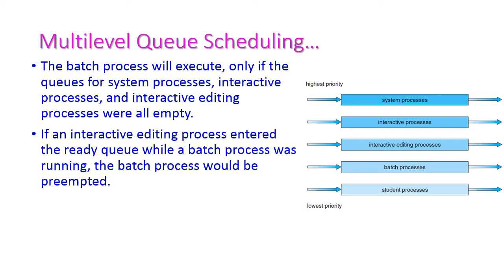As per our example, the batch process will execute only if the queues of system process, interactive process and interactive editing process are all empty. If a process is here and wants to execute on the CPU, then all these queues should be empty. Then only will the batch process get a chance to execute on the CPU. While executing this process, suppose another process comes to the interactive queue, then this batch process will be preempted. First the scheduling algorithm will give priority to the interactive process. Only after completing it will the batch process get a chance again.